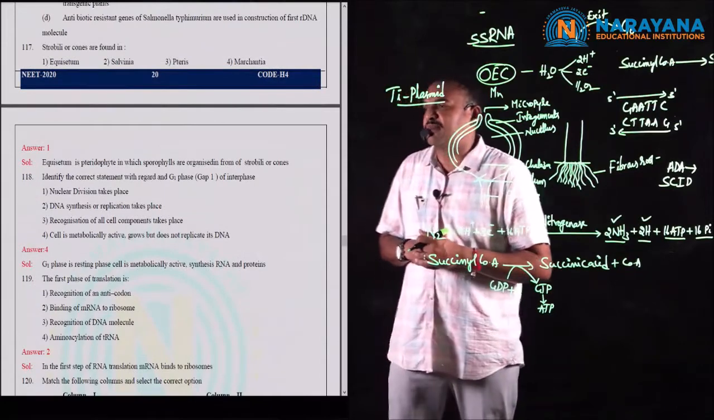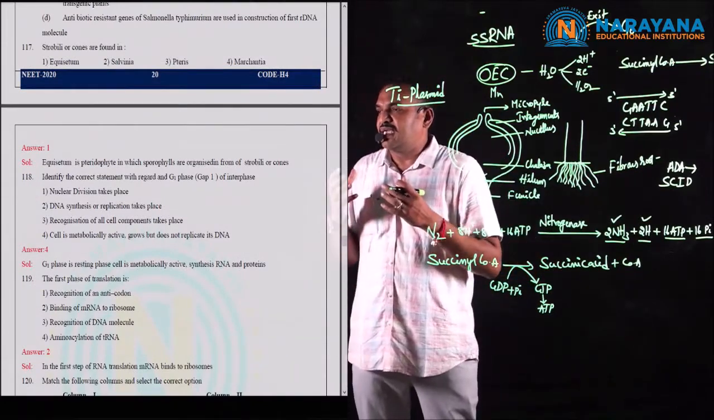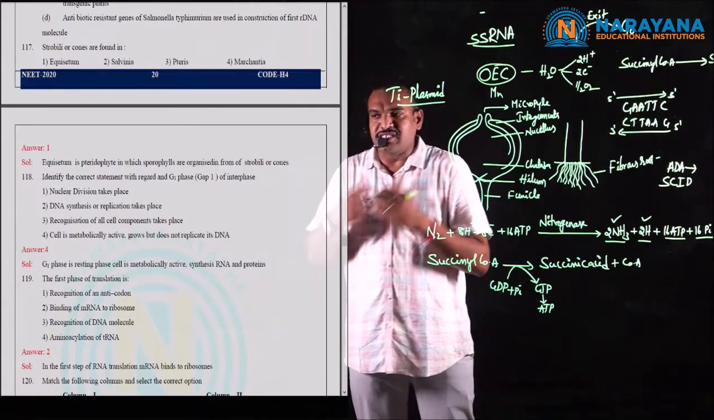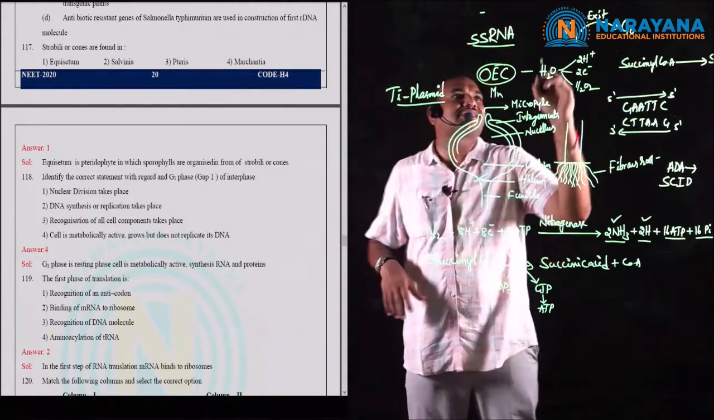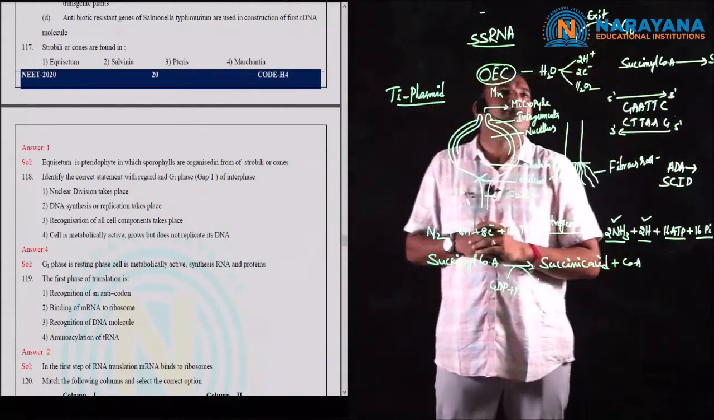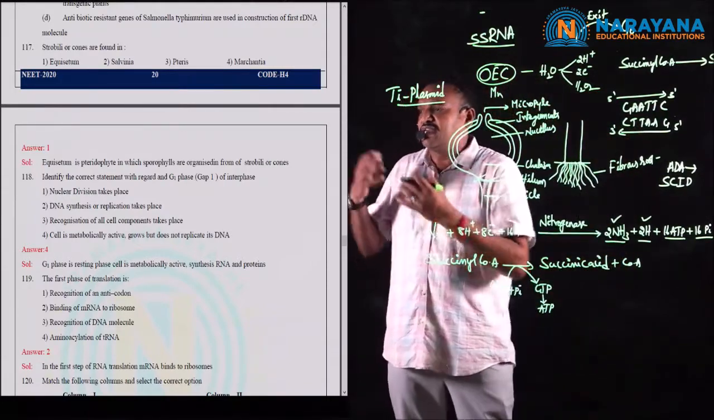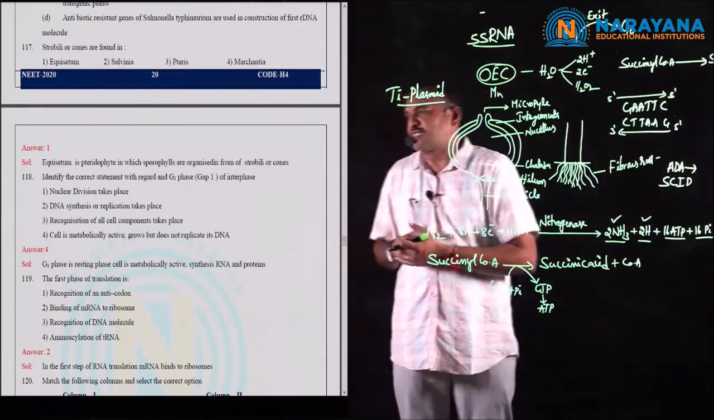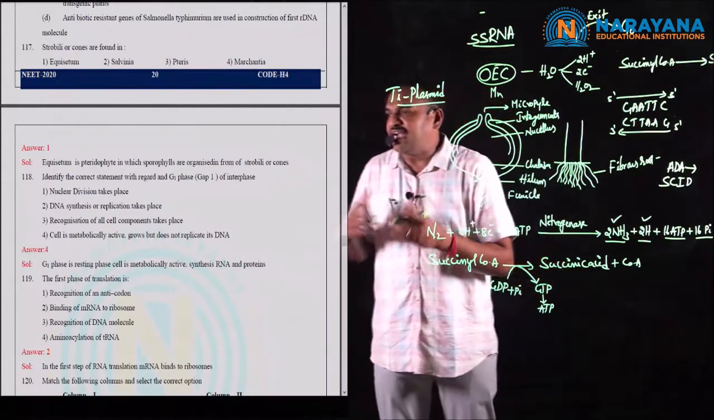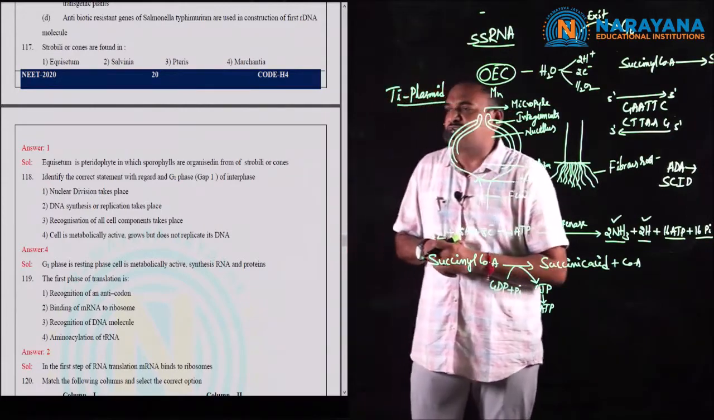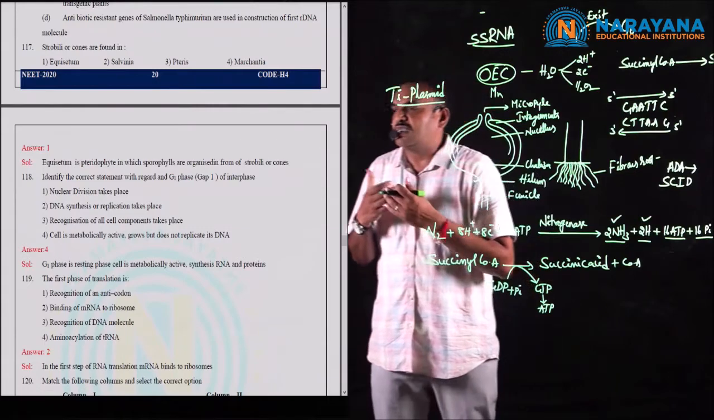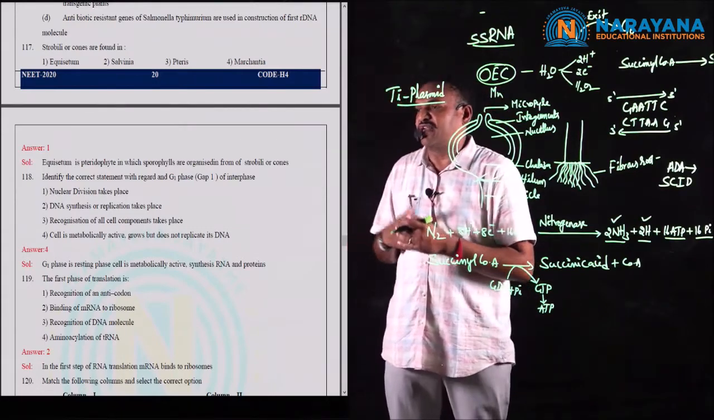And next is question number 118. This is also the same kind of question. Just now we discussed that a cell exits from G1 and enters into G0, the quiescent stage. Here is a similar, identical question, 118. Identify the correct statements with regard to the G1 phase, gap 1 phase of interphase.